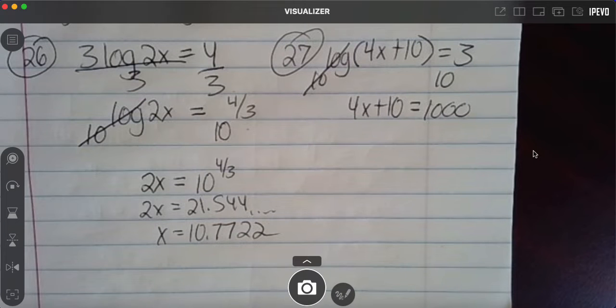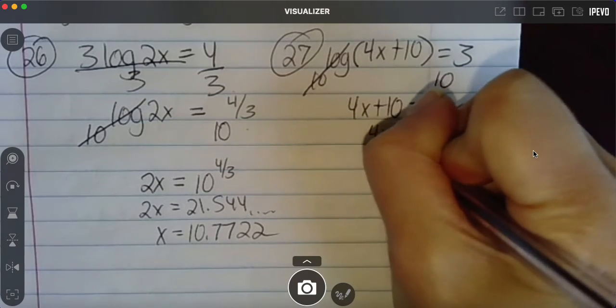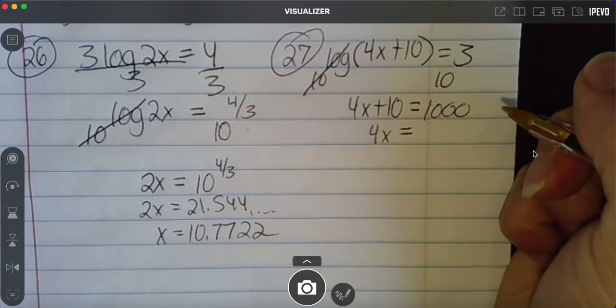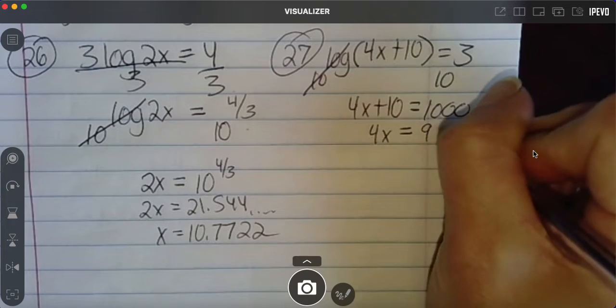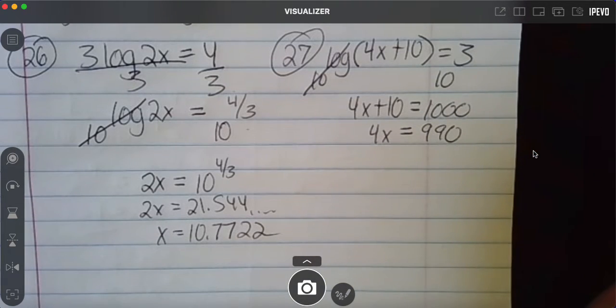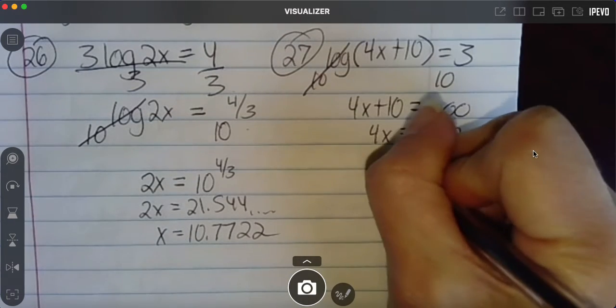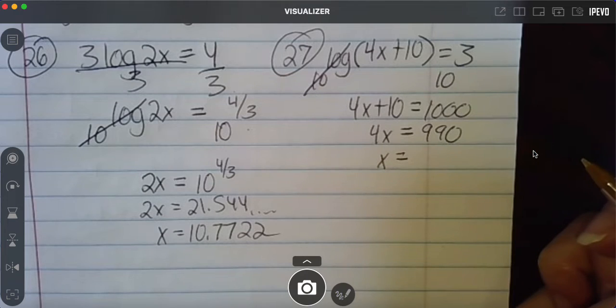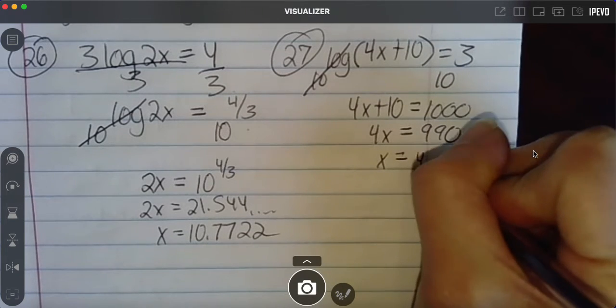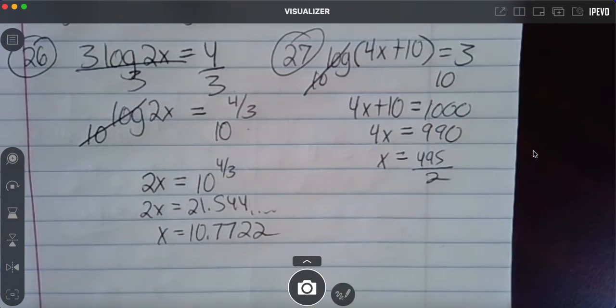Now what do I do? Minus 10. So we're just solving for x. I subtract 10. 4x equals what? 990. And then what? Divide by 4. And x equals 495 over 2.